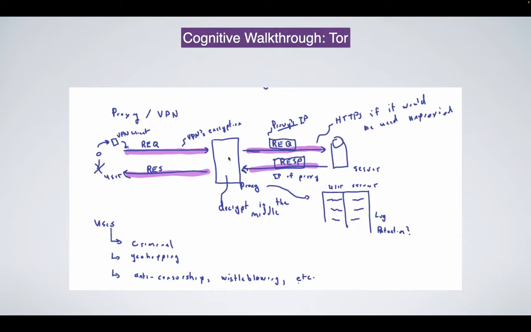So the log is complete. The proxy has a complete view of everything that happened between the user and the server. Okay, so could we do better for our privacy? So if we wanted privacy, we can't do anything about logs. So, you know, servers can keep logs, that's fine. Is there anything else anyone can think of that would make this better?